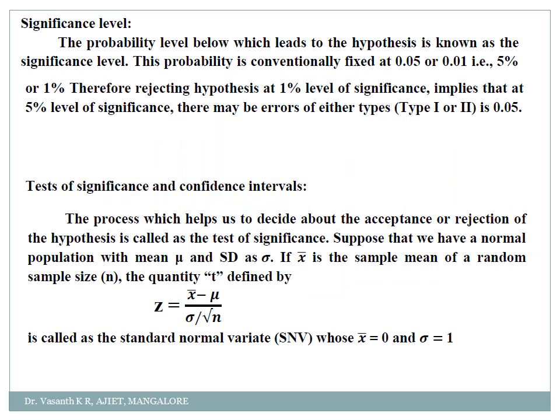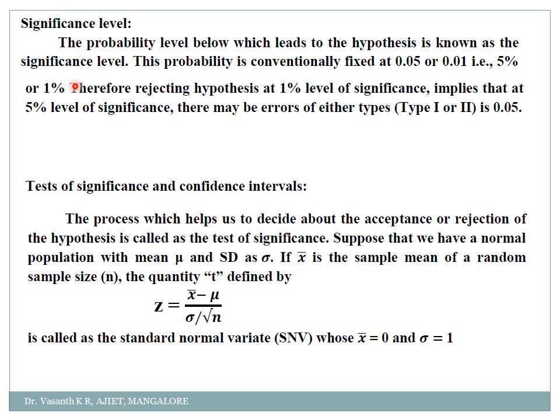Next, one more is significance level. Okay, this is purely mathematics related, my dear students. So here you need not give examples and all, you just go on explaining it. So what is the significance level? The probability level below which leads to rejection of the hypothesis is known as significance level. This probability level is always fixed to 0.05 or 0.01, that is 5% or 1% level of significance. So the significance level we normally fix.